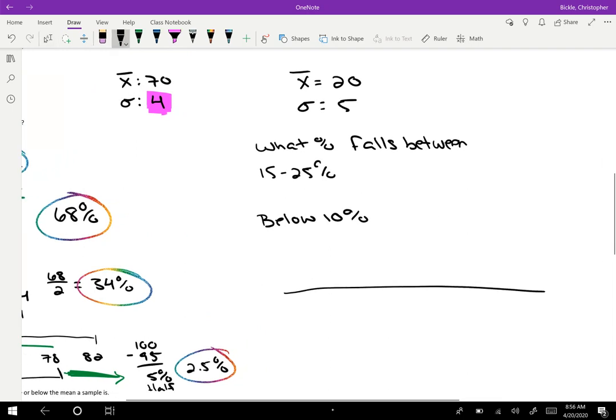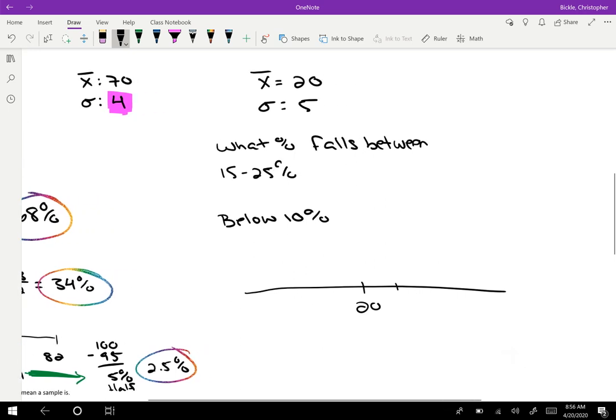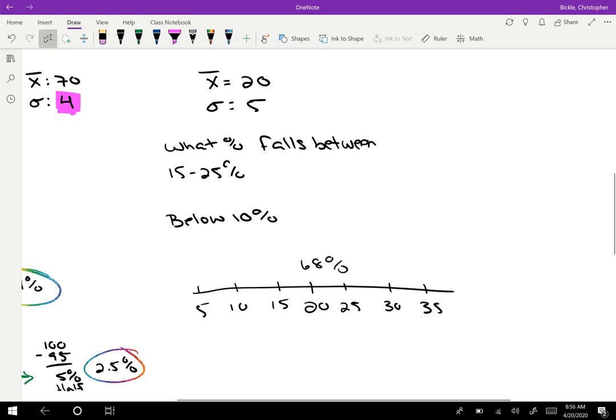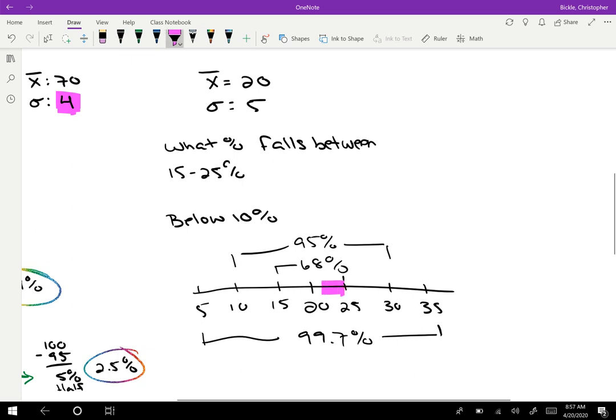So if we look at the bottom, I know the middle is going to be 20, and then go 3 standard deviations above and 3 below. So 1, 2, 3: 25, 30, 35, 15, 10, 5. And then look at what we got: 68%, 95%, and 99.7%.